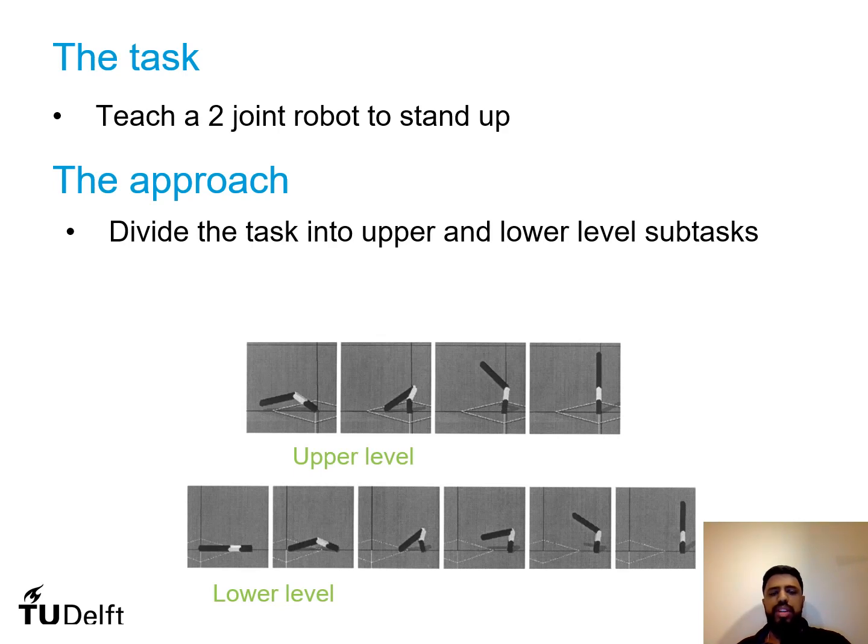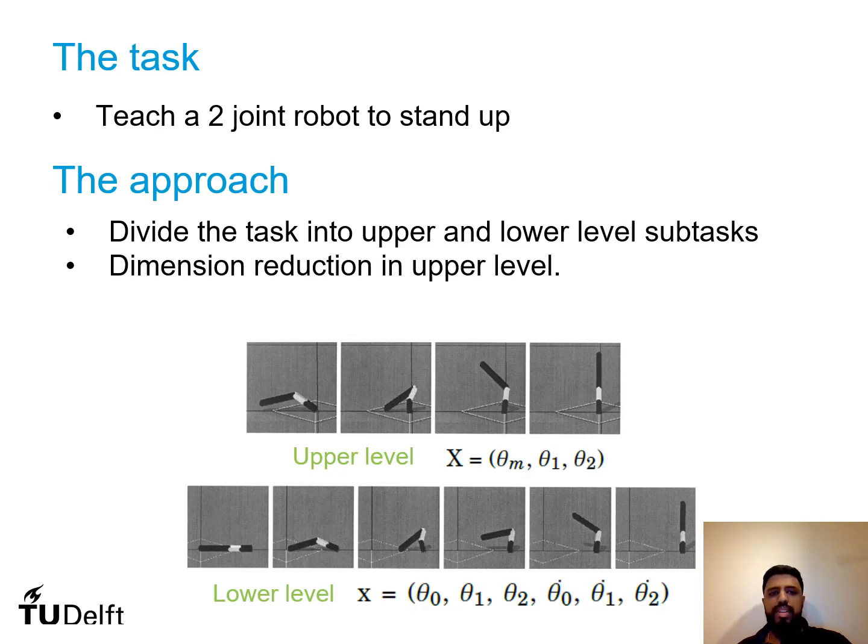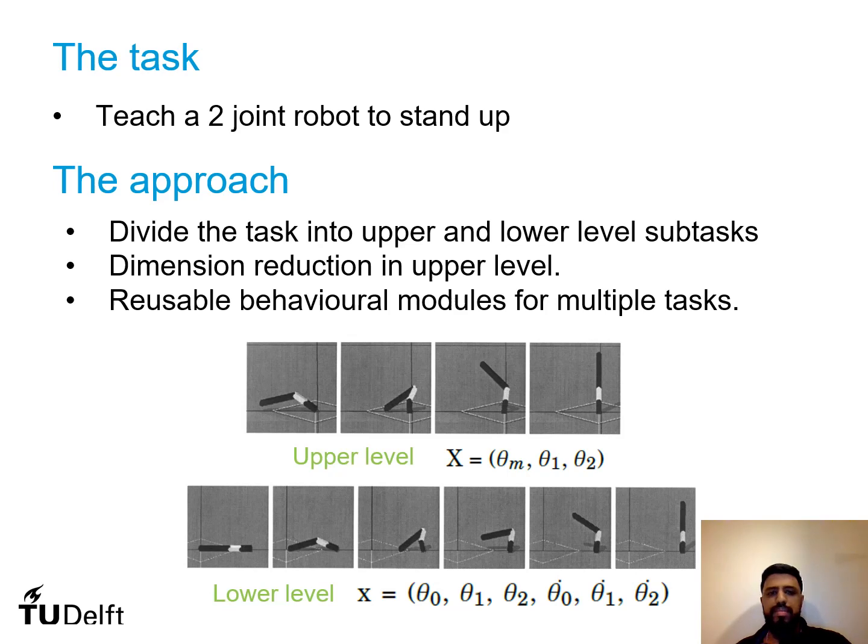The approach followed is this. First, the learning problem is divided into upper and lower levels. The higher level learns the appropriate subgoals and the intermediate transition steps. The lower level learns how to achieve this subgoal. The upper level is then discretized into a low dimensional state. Also, it is implied that the subtasks learned during the stand-up task can be reused for other similar tasks.